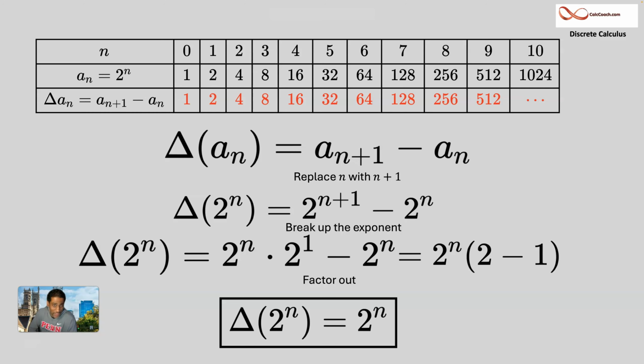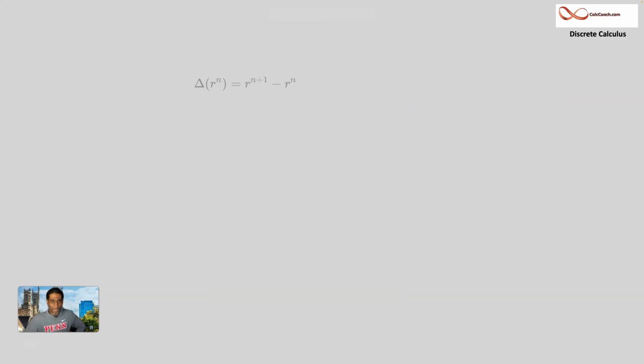This is analogous to when you apply the derivative to e to the x, you just get e to the x. Some people call 2 the digital version of e because of this. All right, great, we're doing good.